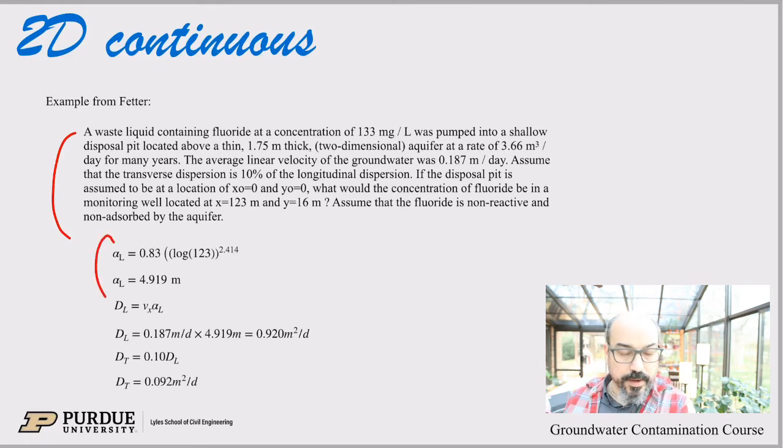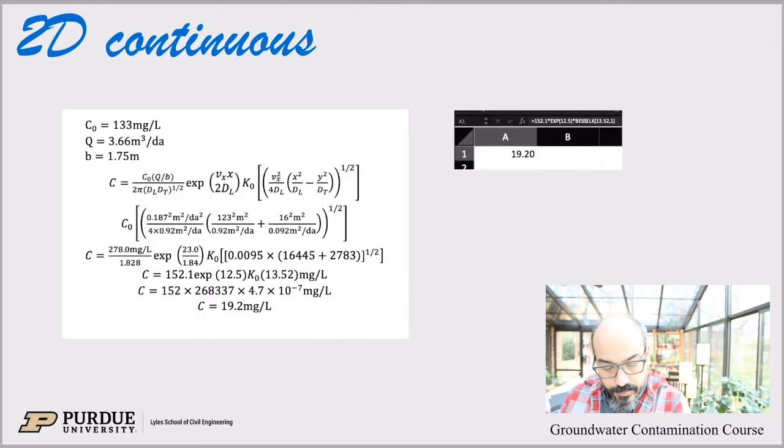Okay, so we apply our usual equations again. We find the longitudinal dispersivity is almost 5 meters. Then the longitudinal dispersion coefficient is 0.9 square meters per day, and the transverse is 10% of that. Then essentially you just plug those numbers into your analytical solution. You assume there is enough time that things are at equilibrium, because things have been going on for a long time.